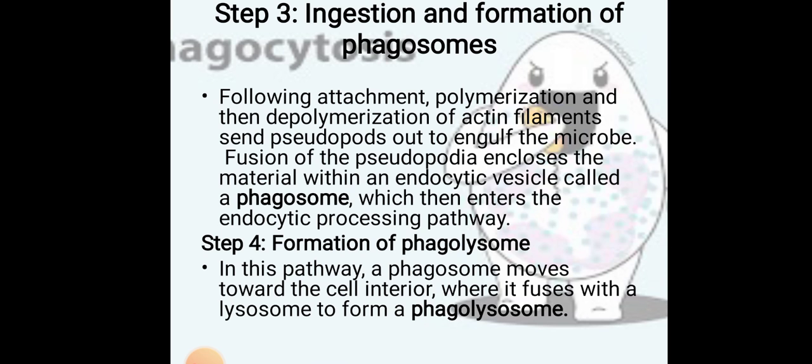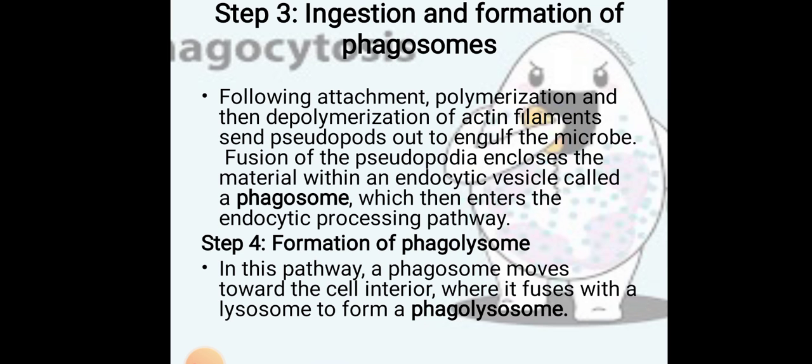Now the third stage in phagocytosis includes ingestion and the formation of phagosomes. Once the foreign particle or bacterial cell attaches to the surface receptors of the phagocytic cell, there is polymerization and then depolymerization of the actin filaments, which send the pseudopodia out to engulf the microbe. This polymerization and depolymerization of actin filaments change the shape of the pseudopodia, by means of which the phagocytic cell engulfs the microbial cell or any foreign particle inside the cell, within an endocytic vesicle called the phagosome. This phagosome then enters the endocytic processing pathway.